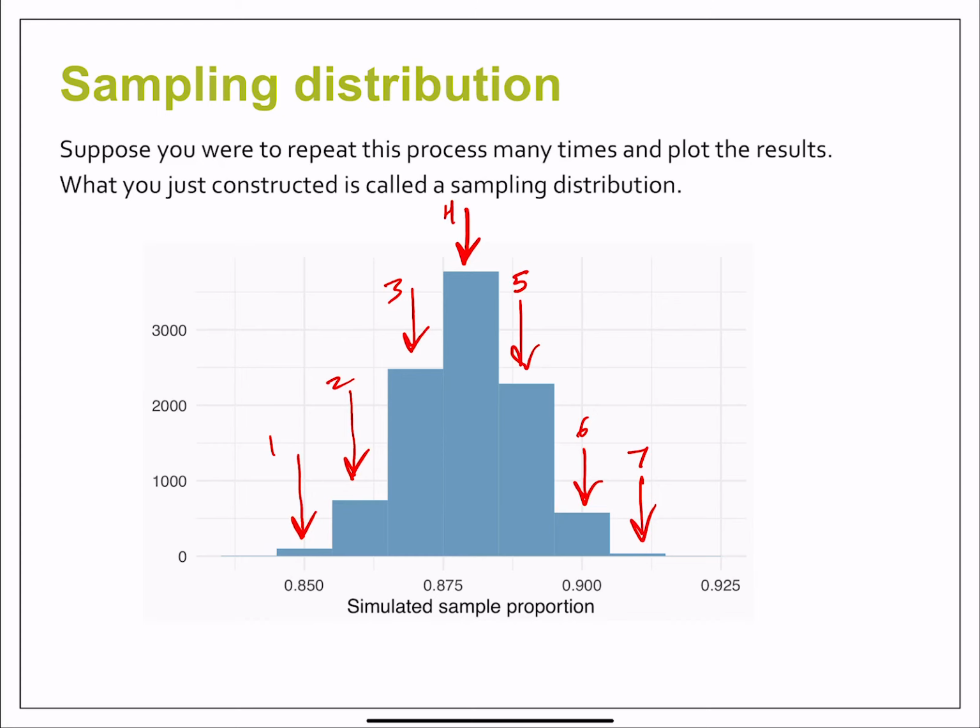Tiffany, you were the first person that said in the middle. Can you tell me why your guess is that it's in the middle? I picked it because it's the mean. So you think the population proportion will be the mean of all of our different sample proportions? Yes. Okay.